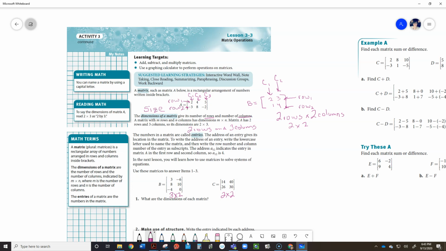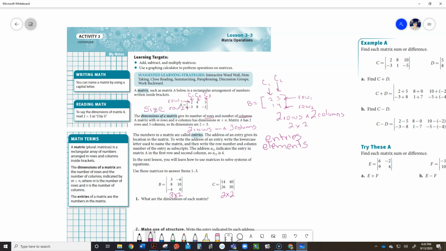Now, each number inside the matrix is called an entry, or it's also called an element. Entries or elements. Springboard right here is calling them entries. You can get another book that's going to call them elements, but they just mean the numbers that are inside the matrix, the numbers that make up the matrix.